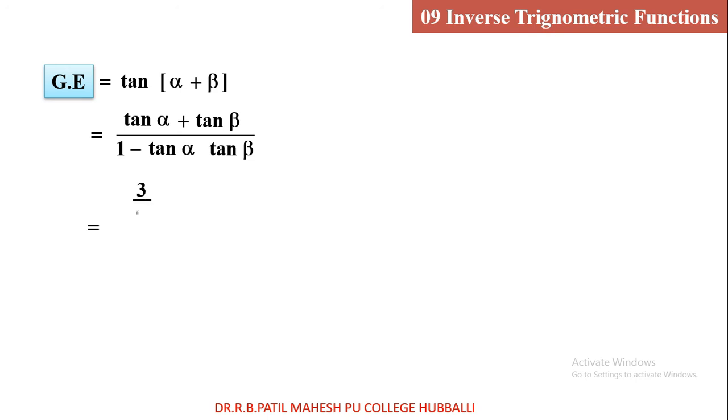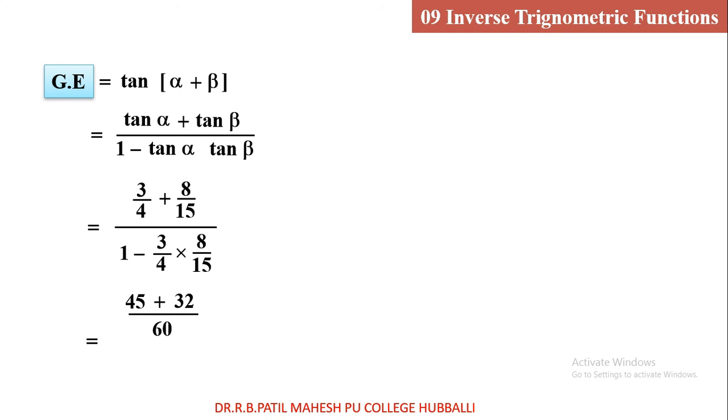So that is 3 by 4 plus 8 by 15 upon 1 minus 3 by 4 into 8 by 15. On simplifying, the numerator is 45 plus 32 upon 60, divided by 60 minus 24 divided by 60. 60 and 60 will get cancelled. So the numerator will be 77, the denominator will be 36, and 77 upon 36 is your answer.